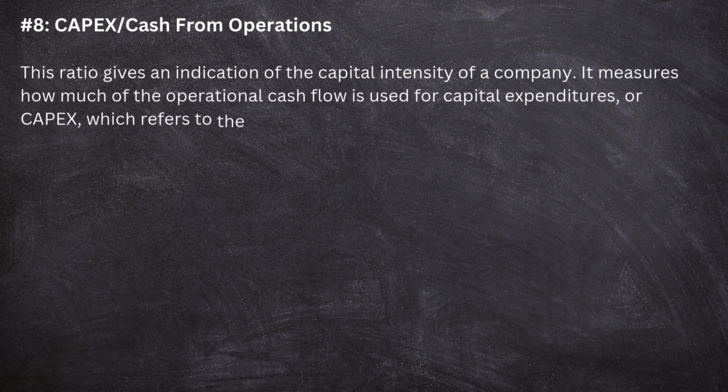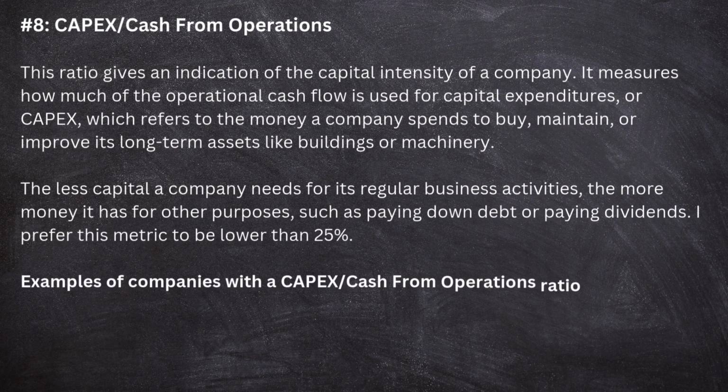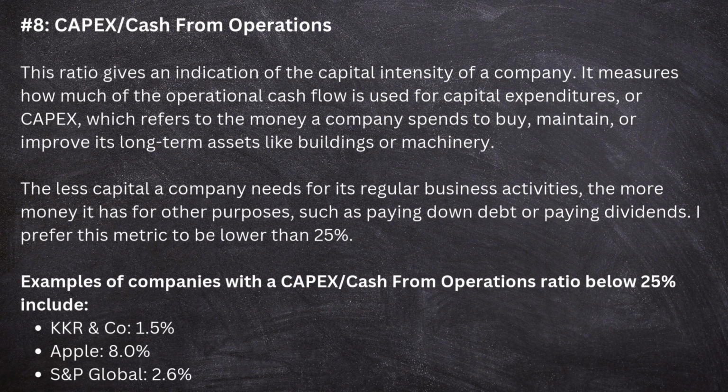Number 8, CAPEX, cash from operations. This ratio gives an indication of the capital intensity of a company. It measures how much of the operational cash flow is used for capital expenditures, or CAPEX, which refers to the money a company spends to buy, maintain, or improve its long-term assets like buildings or machinery. The less capital a company needs for its regular business activities, the more money it has for other purposes, such as paying down debt or paying dividends. I prefer this metric to be lower than 25%.